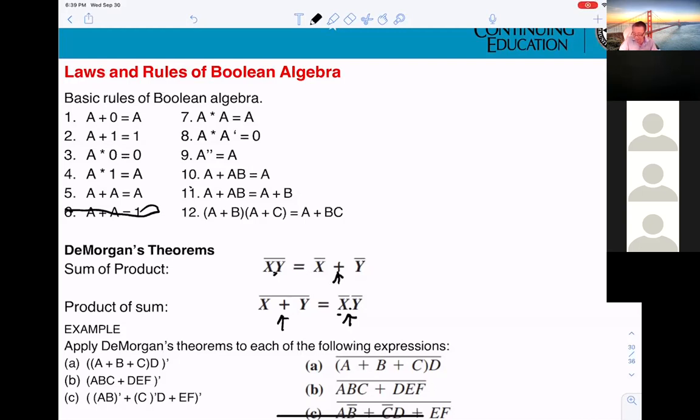Now number A, you get A or B or C, times D, and everything is under the bar. The problem is to remove that bar here. Who can get the answer for me? You're really good.